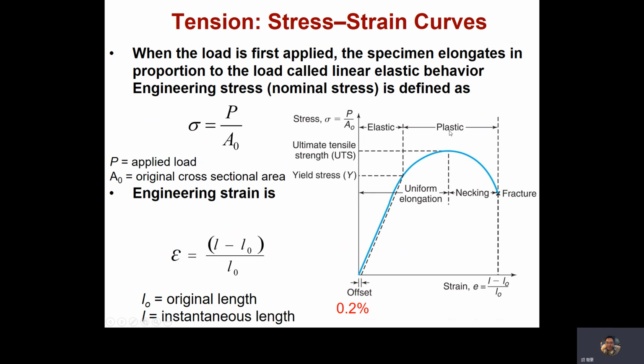And of course, we can define its Young's modulus with the 0.2% offset and its unit stress. And we already know the slope in the linear region or elastic region is Young's modulus, or modulus of elasticity. Is that clear?